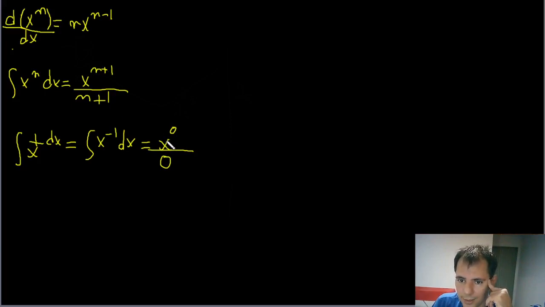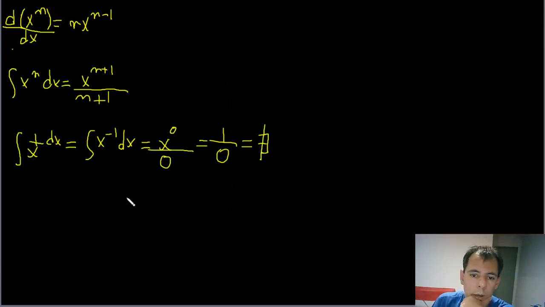Since x is not necessarily 0, you're going to get something like this: 1 divided by 0, because x, which is not 0, to the 0th power becomes 1. So you have 1 divided by 0, which doesn't exist. So what do we do? Well, if you find a function whose derivative is 1 over x, then you know that the integral of 1 over x is that function.